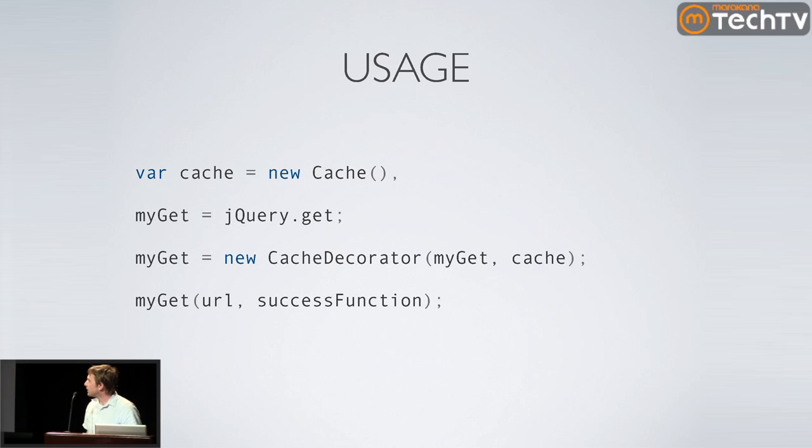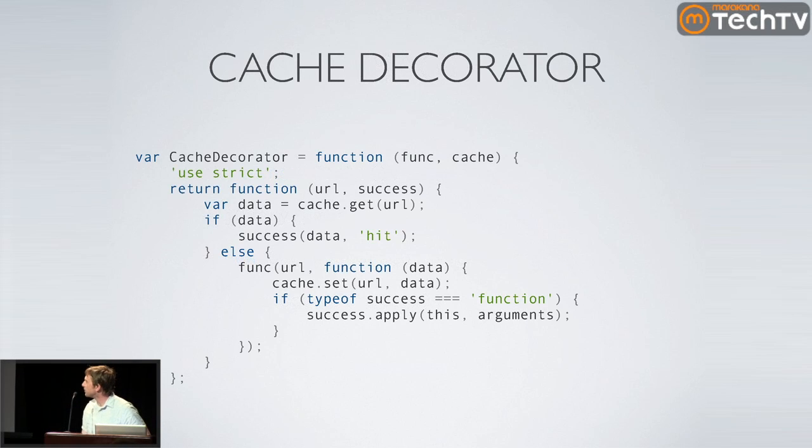So we can dig down into what the cache decorator is actually doing, and this is a fairly simple chunk of code. I'll leave this up for a bit because it can be a little complicated. What we're doing here is creating a new function, and it has the same signature as the original function that jQuery has, a URL and a success function. I would note that I've simplified it a little bit, but essentially a get function has a URL and a success function that's called when the request is complete with the data.